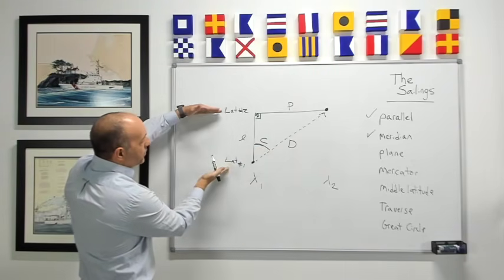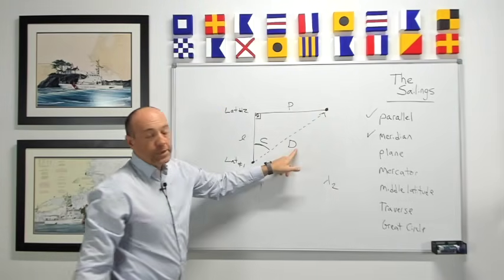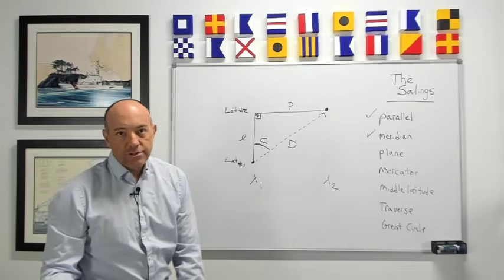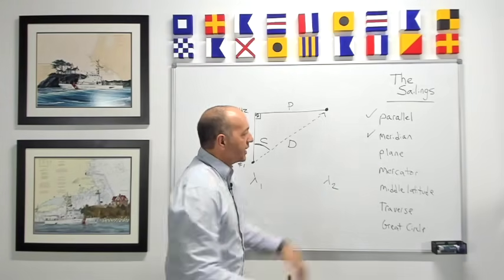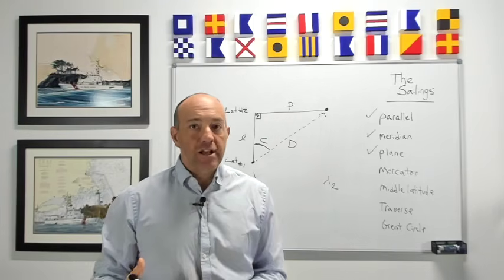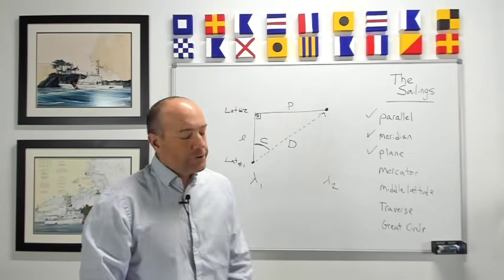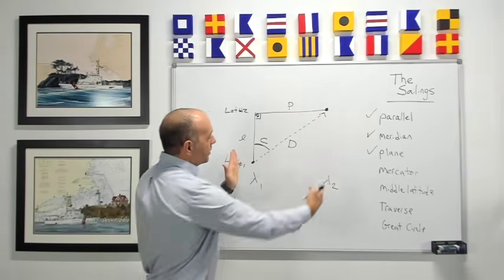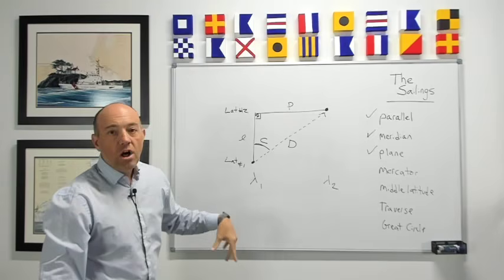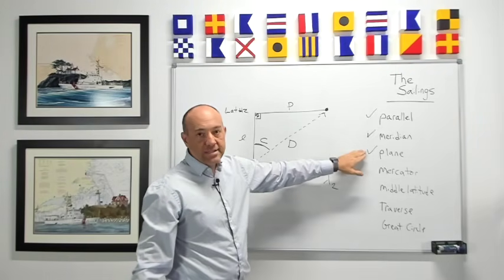If you know the difference in latitude and you know the difference in longitude, you should be able to calculate the distance that you have to cover, the hypotenuse of a triangle. So plane sailing is really just SOHCAHTOA of trigonometry. Sine is opposite over hypotenuse, that kind of thing. If you're trying to figure out a distance, or a change in longitude or a change in latitude or a course, all of that is related to trigonometry. And that's how plane sailing works.